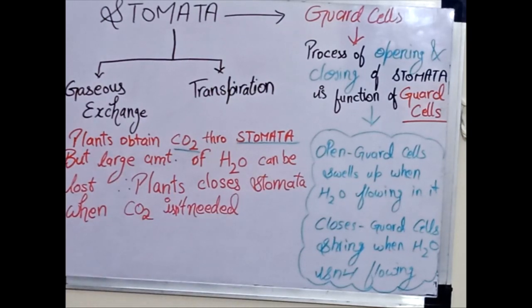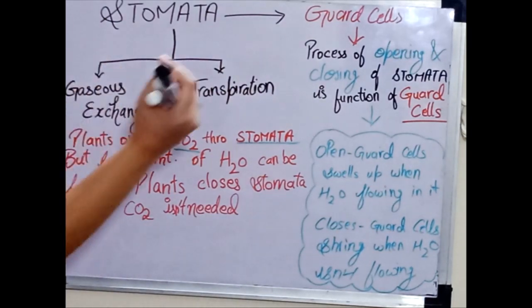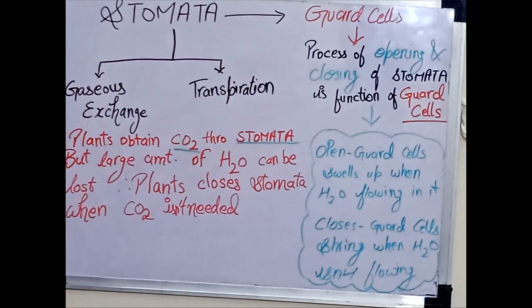When plants need to obtain CO2, they just open widely, as we discussed in the diagram. And when there is no more need to take CO2, they just close. Now comes transpiration. Transpiration is nothing but the removal of excess water from plants.